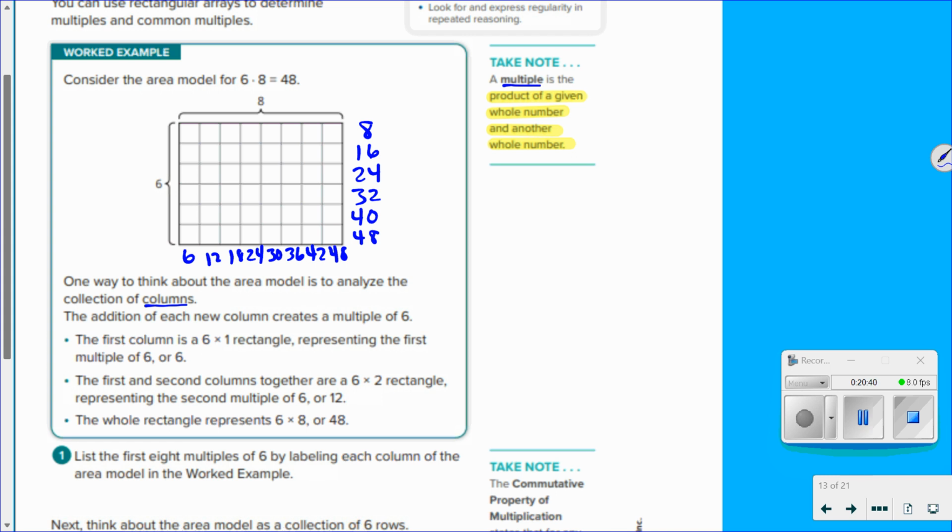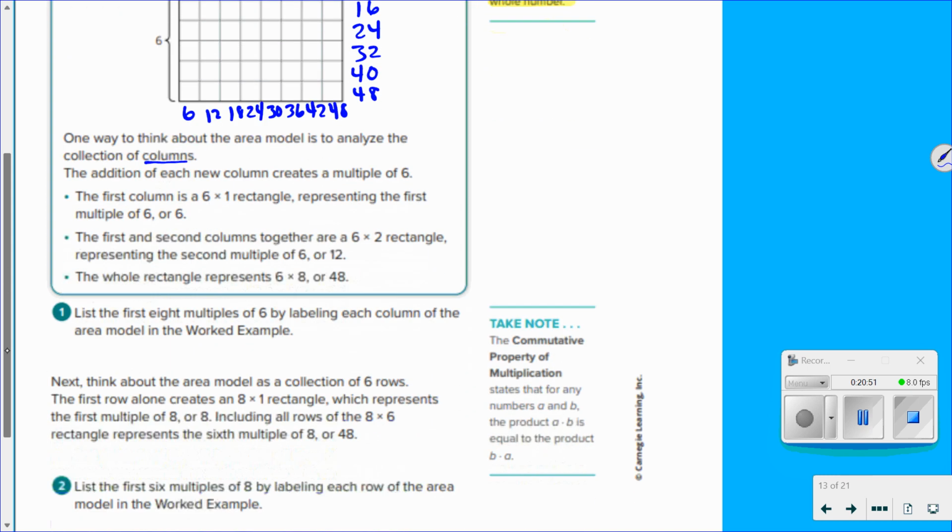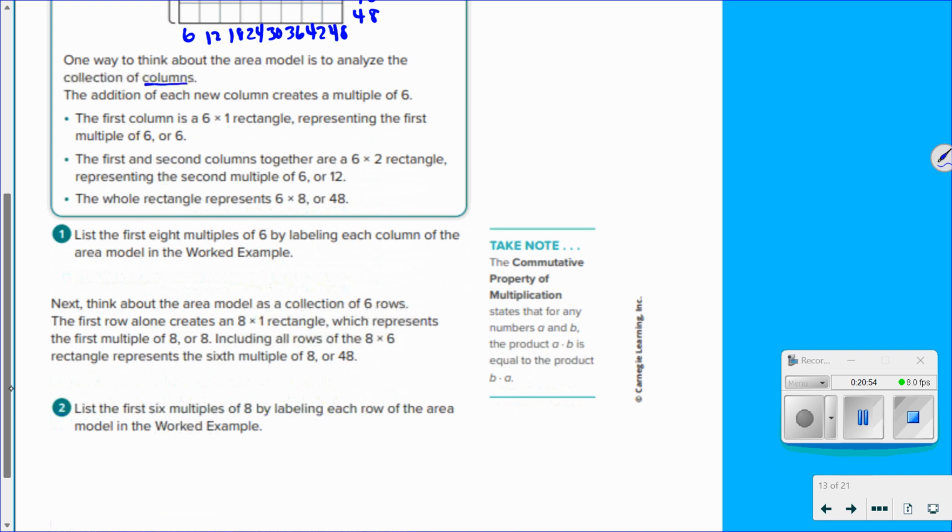So really what we've done is we just listed the first 6 multiples of 8 and the first 8 multiples of 6. Once we have our list made, we can now take a look and start analyzing it. So we basically did all that. We listed the first 8 multiples of 6, and we listed the first 6 multiples of 8. I do want to add this one in, because we're going to talk about this one in a little bit.